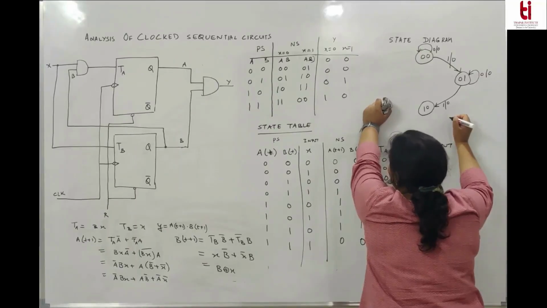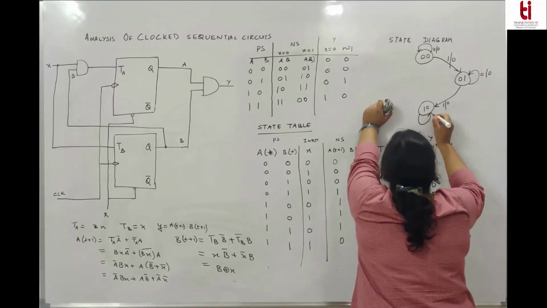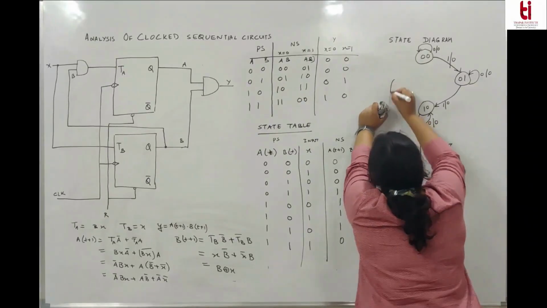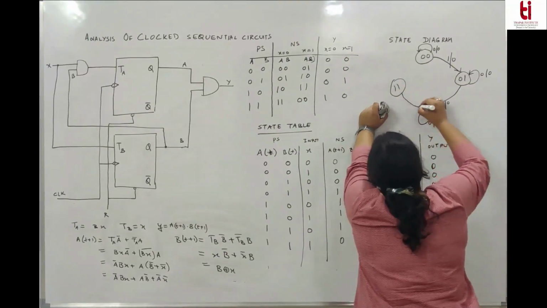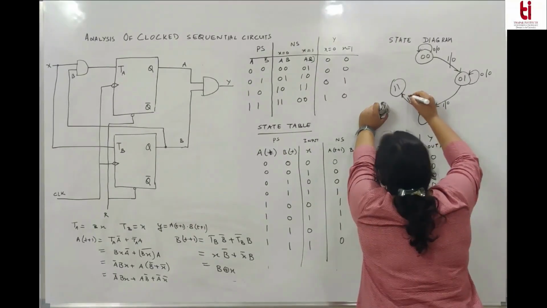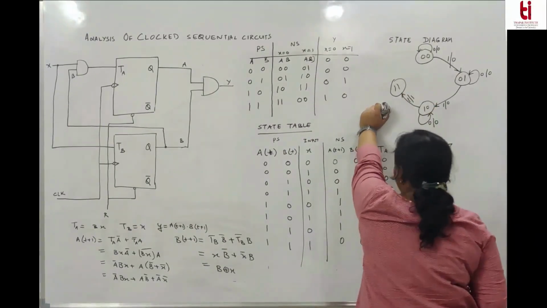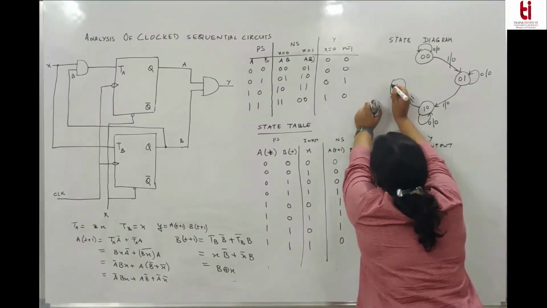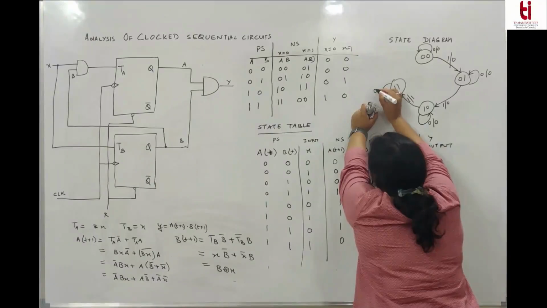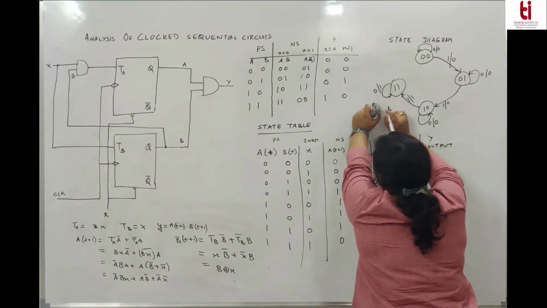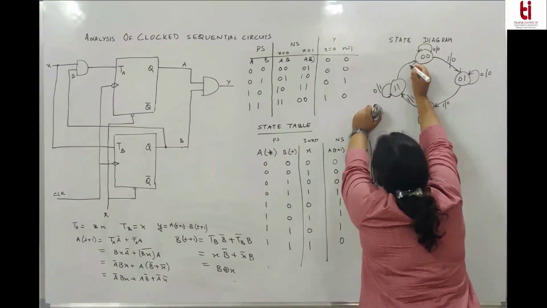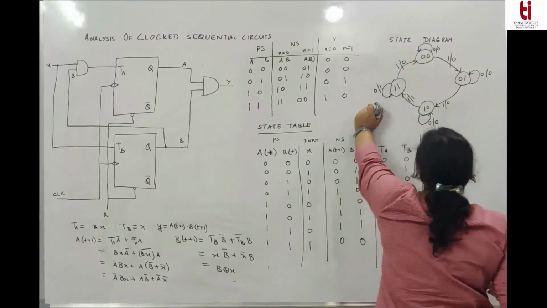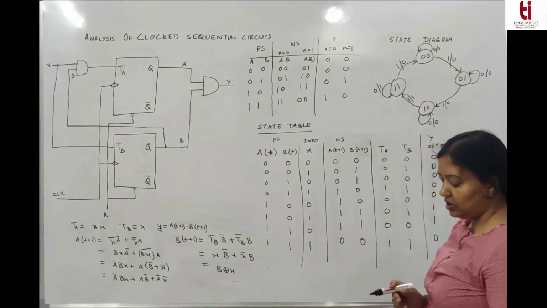In the 1, 0 state, for x equal to 0, it remains in the same state, the output is 0. For x equal to 1, it goes to the 1, 1 state, and the output is 1. For x equal to 0, from the 1, 1 state, it remains in the same state and the output is 1. And for x equal to 1, it goes to the 0, 0 state. So this is the state diagram for the given sequential circuit.